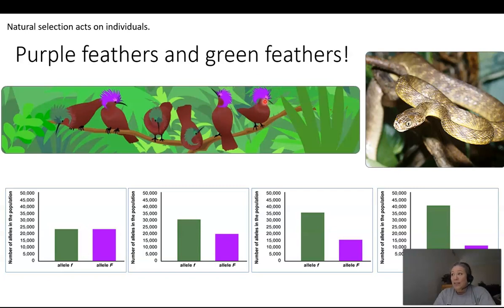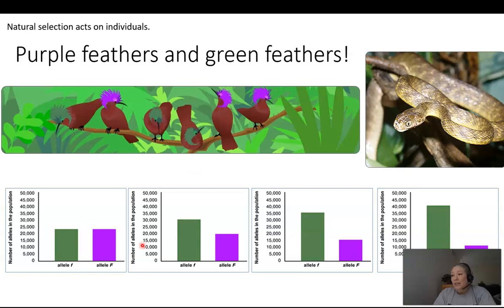And if it's more likely to eat the purple-crested birds, those birds are not going to live long enough to reproduce. And if they are not living long enough to reproduce, then they're not going to be able to pass on the trait of the purple feathers on their head. The green-crested birds, they camouflage better, right? They blend in with the leaves on the trees better. And so the snake is less likely to eat these. Because the snake is not eating the green-crested birds, they're living long enough to reproduce, and if they're reproducing, they're passing on that green-crested trait.